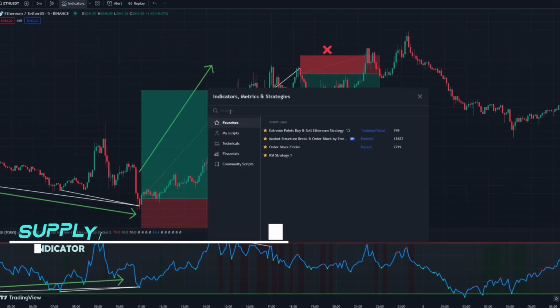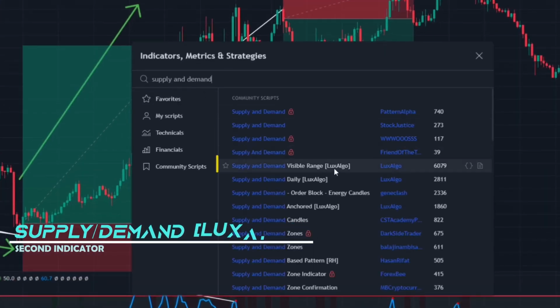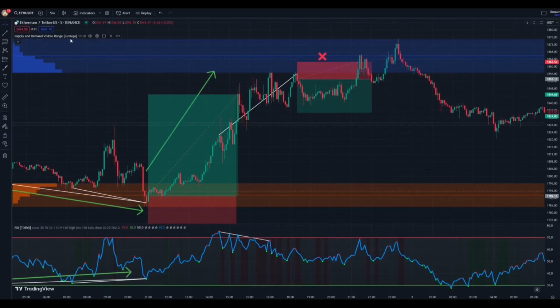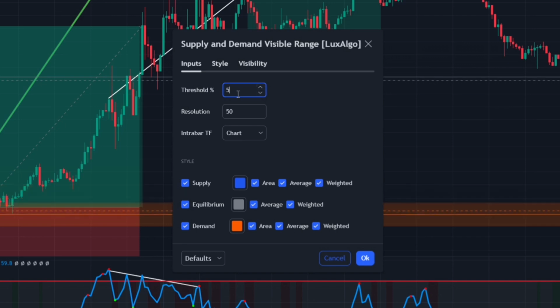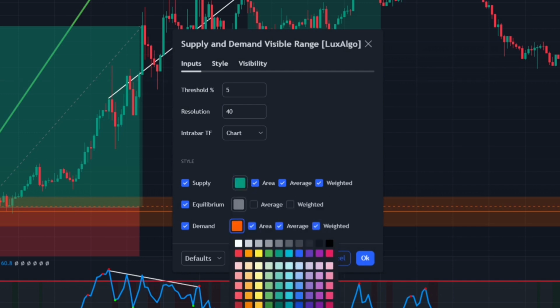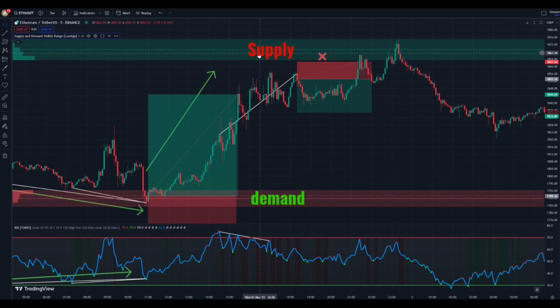We type supply and demand in the search bar of Indicators tab. We apply this indicator from Lux Algo to the chart. Let me show you the settings of this indicator too. This indicator shows us the real supply and demand levels. With this indicator, all fake signals will be taken care of.